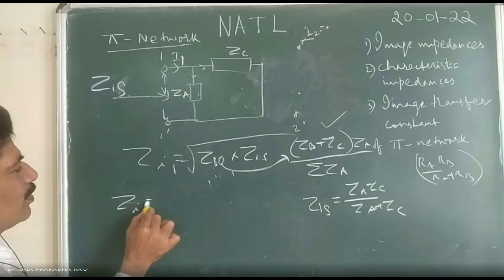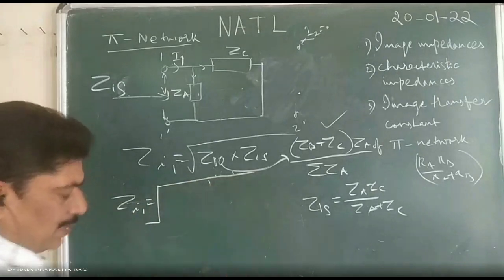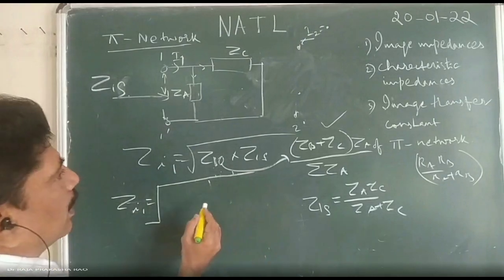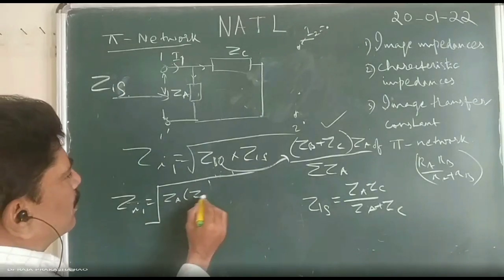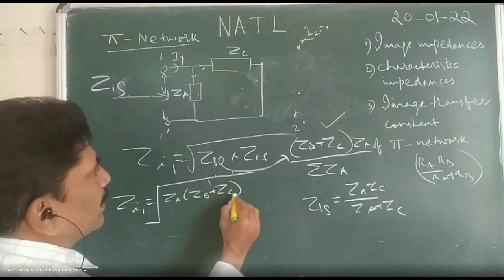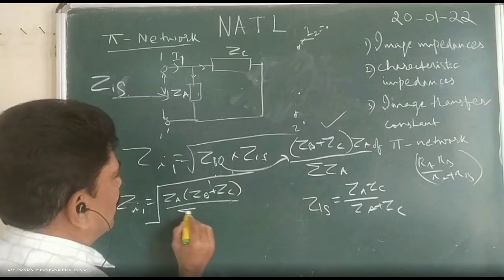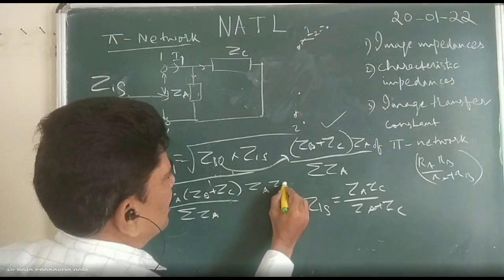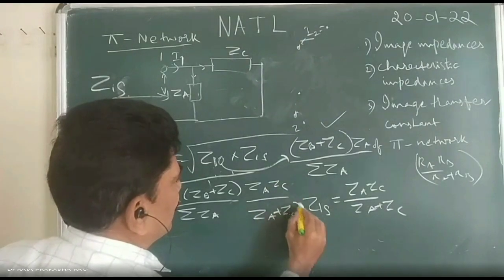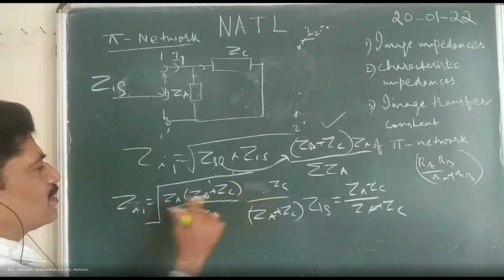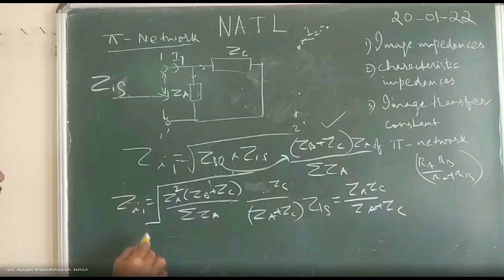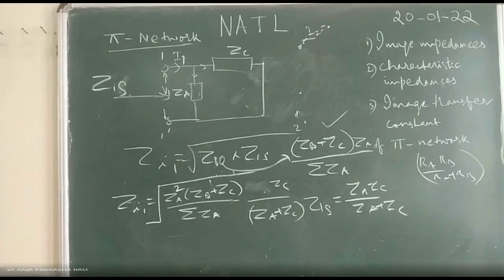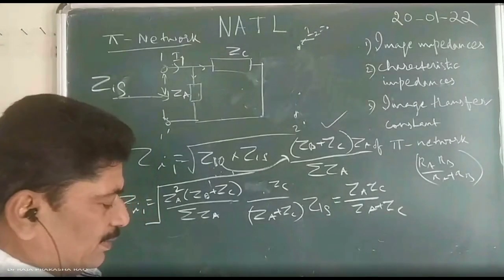So now ZA1 will be equal to under root ZA into ZB plus ZC by sigma ZA, which means ZA plus ZB plus ZC, and into Z1S, which is ZA ZC by ZA plus ZC. This is nothing but ZA1 now. ZA into ZA, ZA square. So finally you will get ZA1 is equal to under root ZA square into ZB plus ZC by sigma ZA.